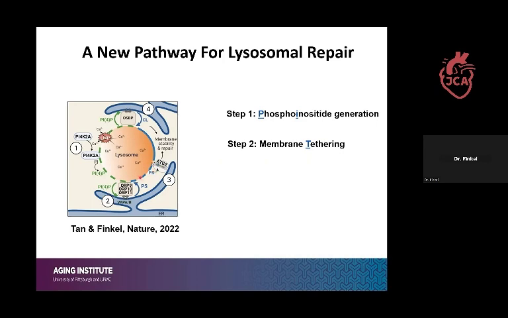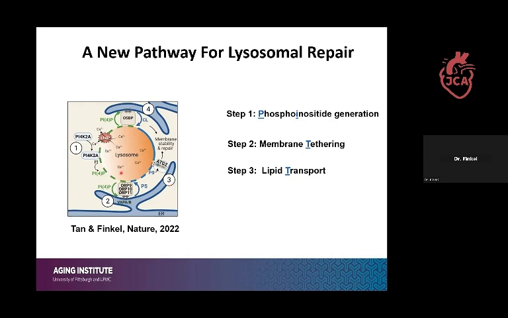Now, as PS accumulates on the surface of the damaged lysosome, it allows for the recruitment of ATG2, which is a bulk lipid transfer protein whose activity is stimulated by the presence of phosphatidylserine, and then allows the direct repair of the lysosomal membrane through ATG2-dependent, PS-stimulated lipid transfer.